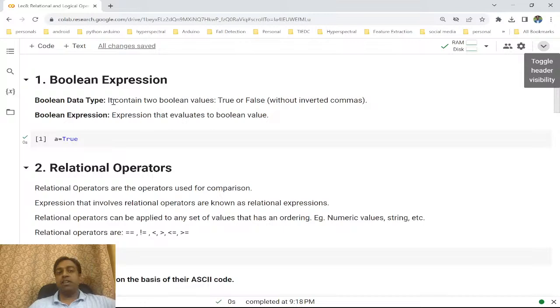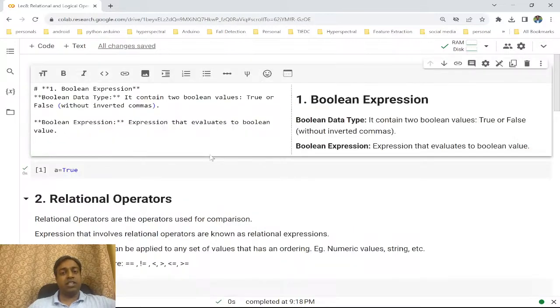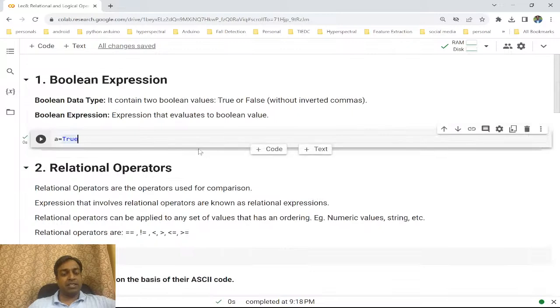Up to now, we have discussed the int data type, the string data type, and the float data type. Now, Boolean, as the word indicates, stands for only two values, 0 or 1, or true or false. True indicates 1, false indicates 0.